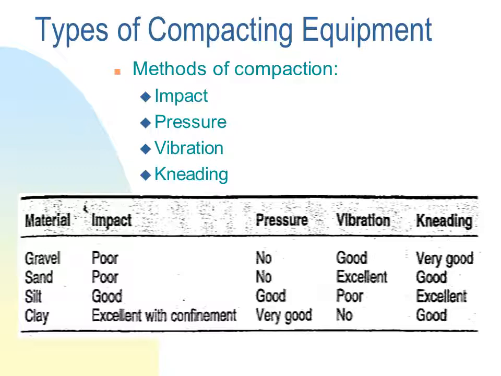So for example, cohesionless soils like gravel and sand are very poor in compacting by impact, and they could not be compacted by pressure. However, they are very good and excellent when you are talking about vibration.